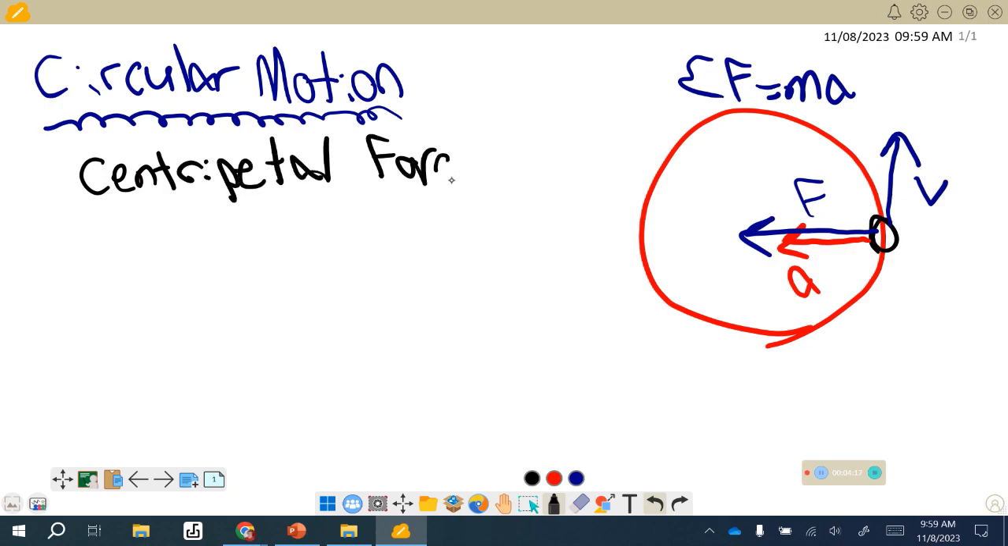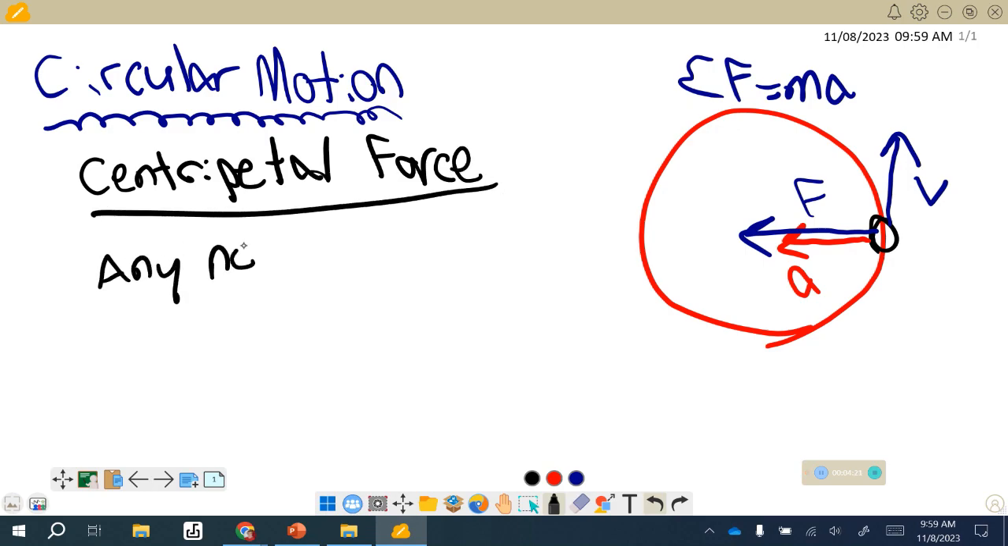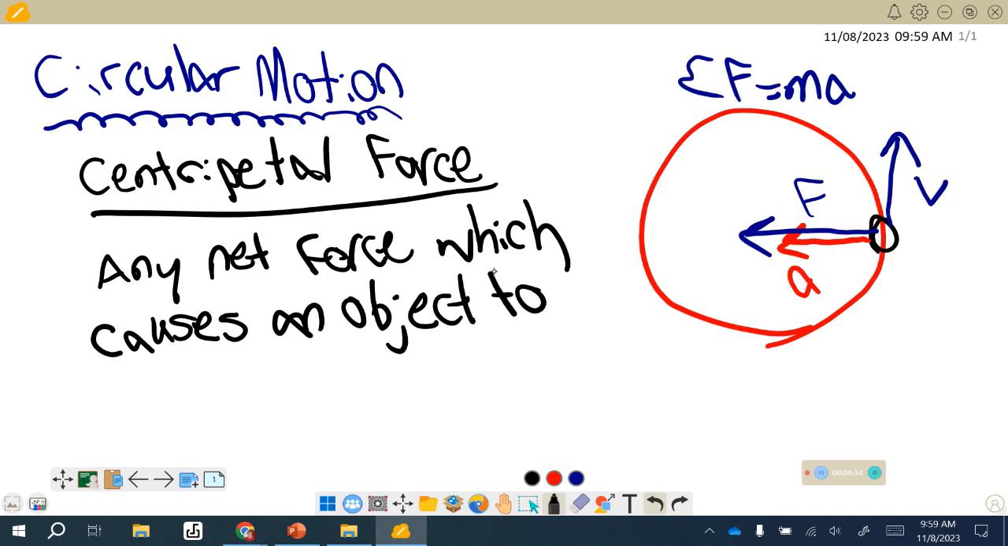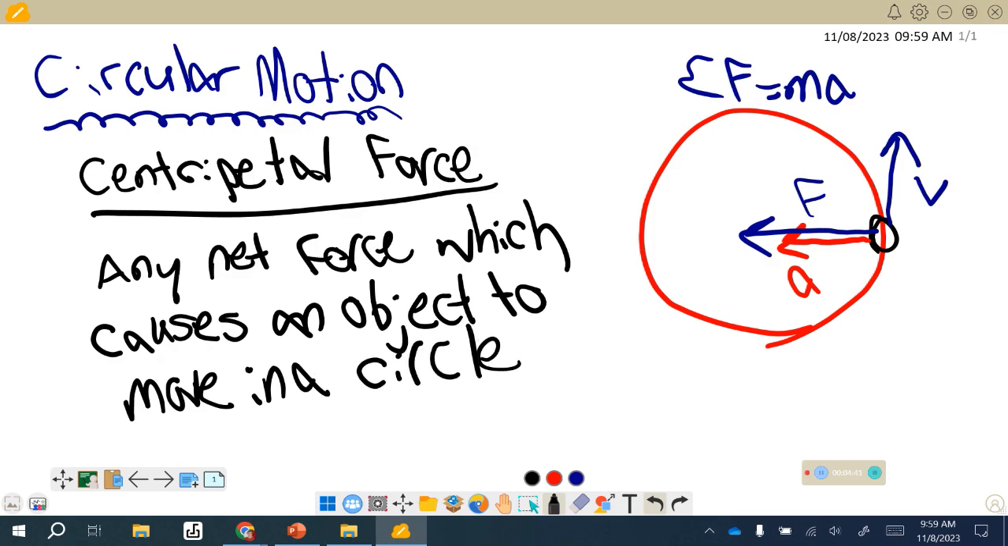All right? And the centripetal force is going to be any net force which causes an object to move in a circle. Okay, so this force up here, that is our centripetal force. We're going to label it capital F subscript C.